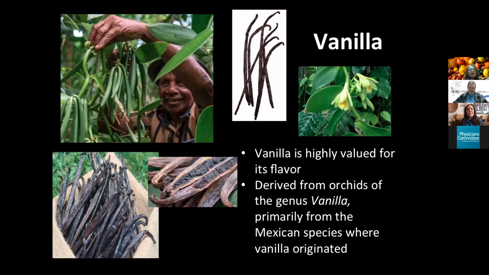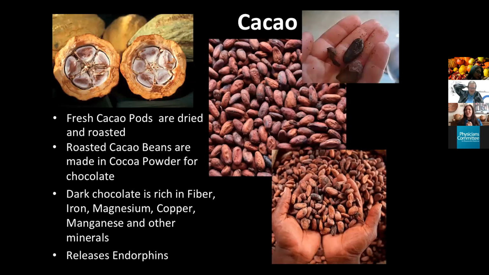Vanilla, and here we see harvesting. I think the most amazing thing for me with vanilla, it's highly valued for its flavor. And some of you may have noticed it's getting more expensive. That's because it's hard to grow, but look at how beautiful. How did the ancestors know how to harvest this orchid and that it would become something that would be paired so closely with its sister, cacao?